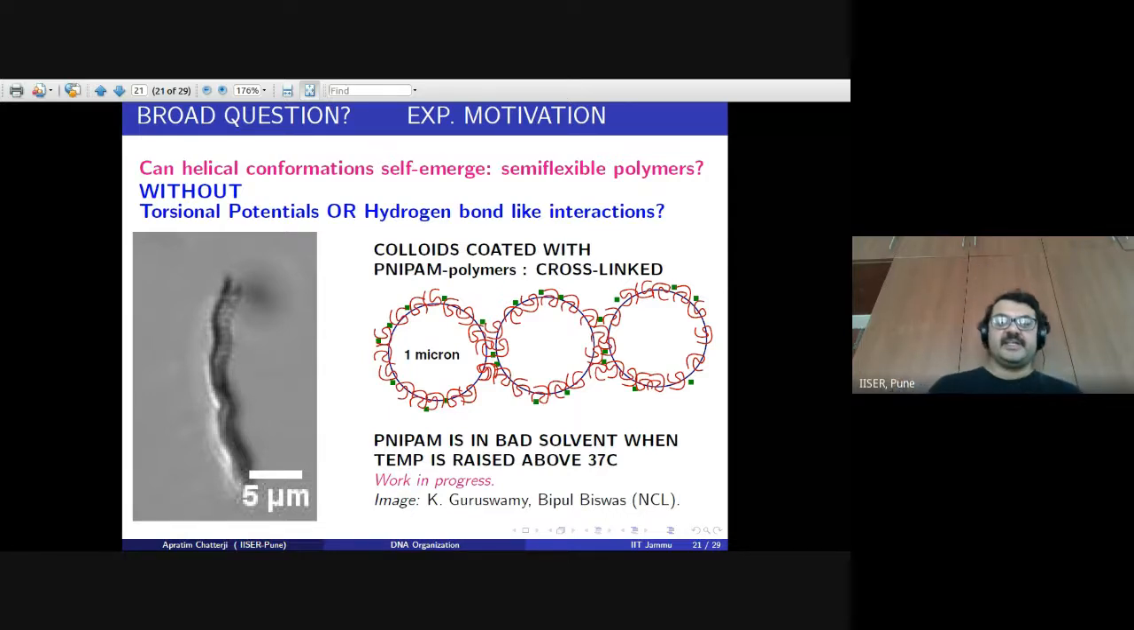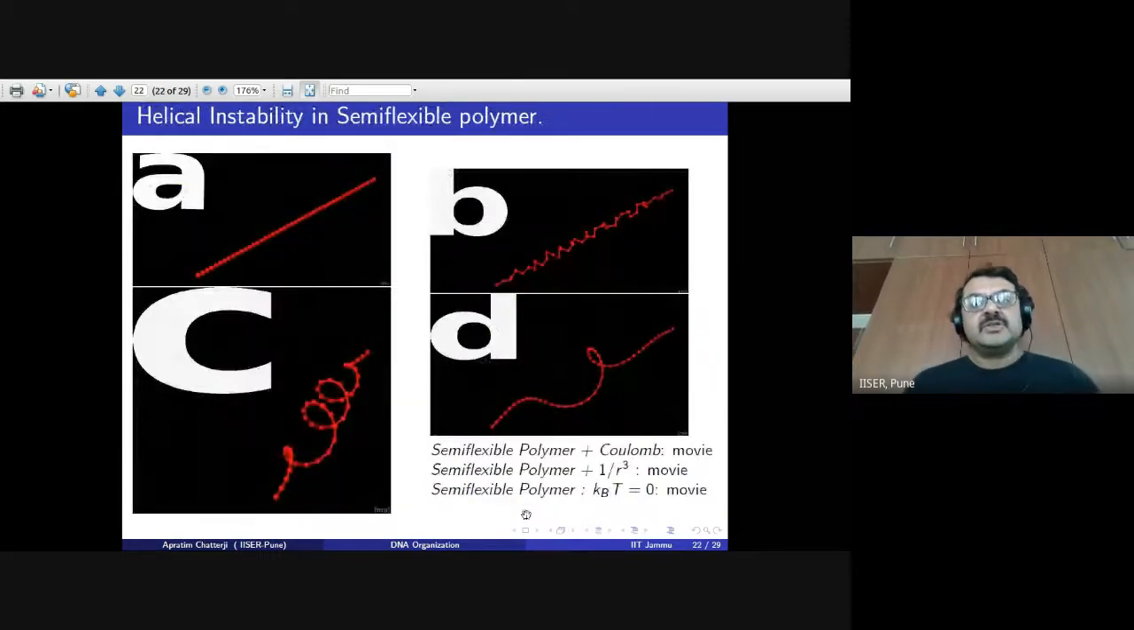This experimental data was the starting motivation to figure out how to find a self-emergent helical organization without chemical specific details, using very generic potentials. So have we done it?